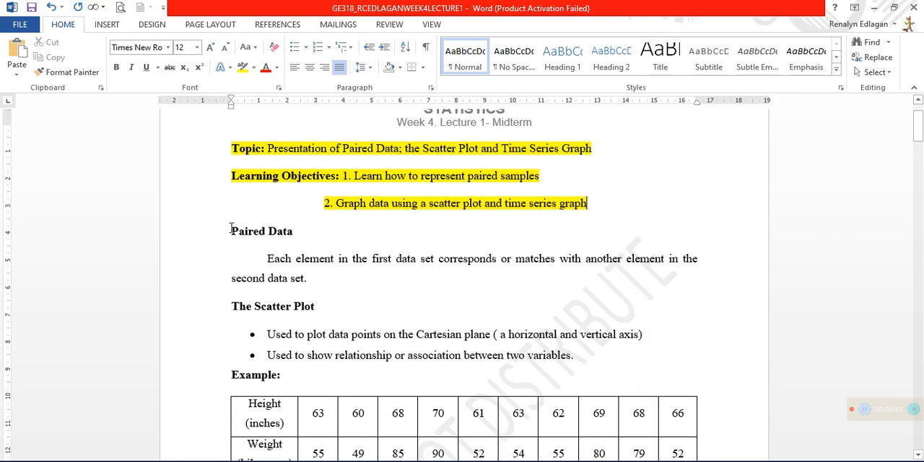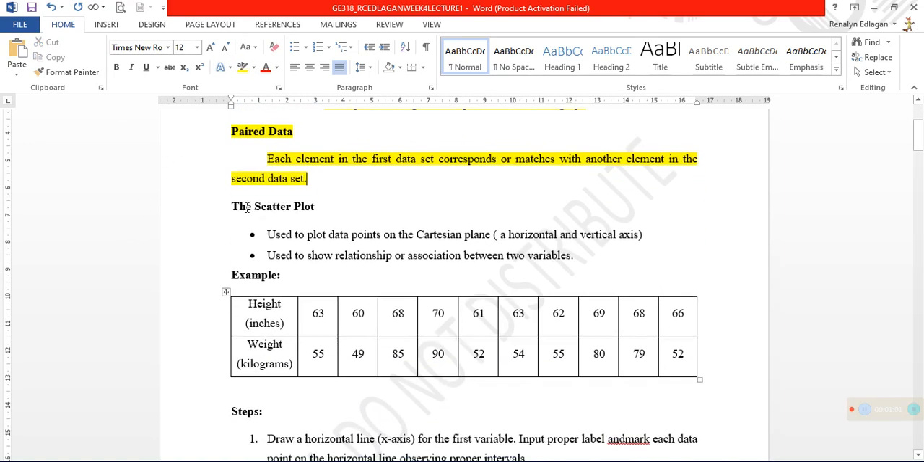First, let's define what paired data means. For paired data, each element in the first dataset corresponds or matches with another element in the second dataset. Let's start with the first method of representing paired data. We have the scatter plot.